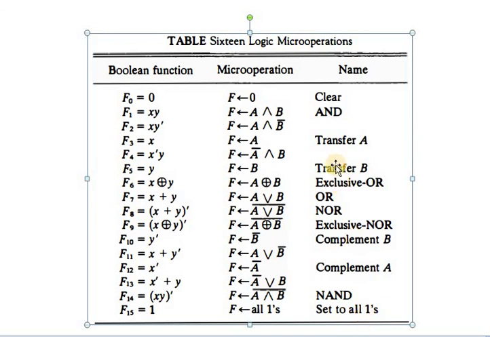So these are the 16 logic micro operations. This you should keep in mind. So you should know the difference between the Boolean function and the micro operations.